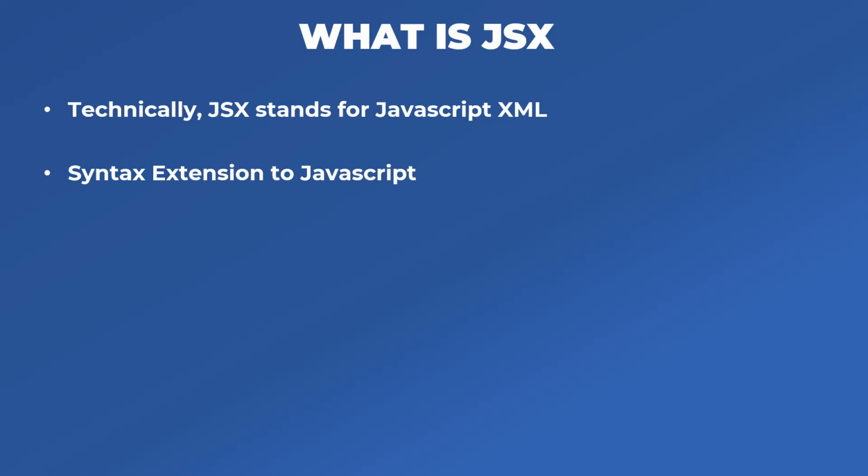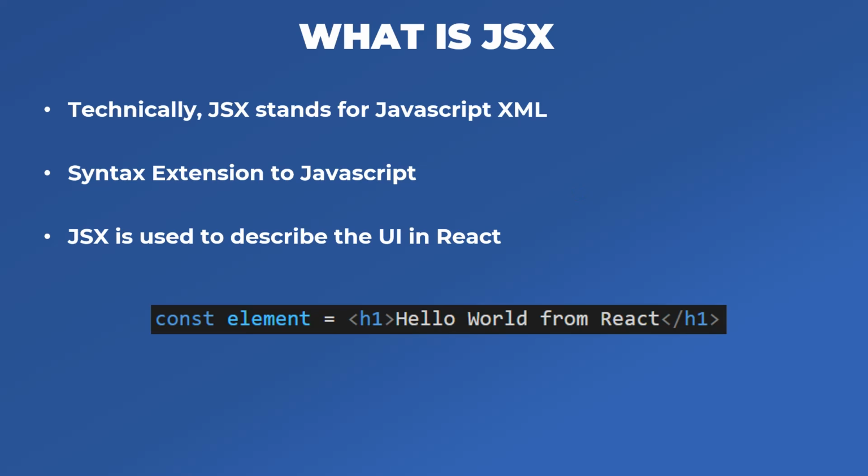So what is JSX? JSX is basically the short form for JavaScript XML. You could think of it as an extension to JavaScript. Basically, JSX is used to describe the UI in React. Let's look at an example to make it more clear. This here is a typical JSX.